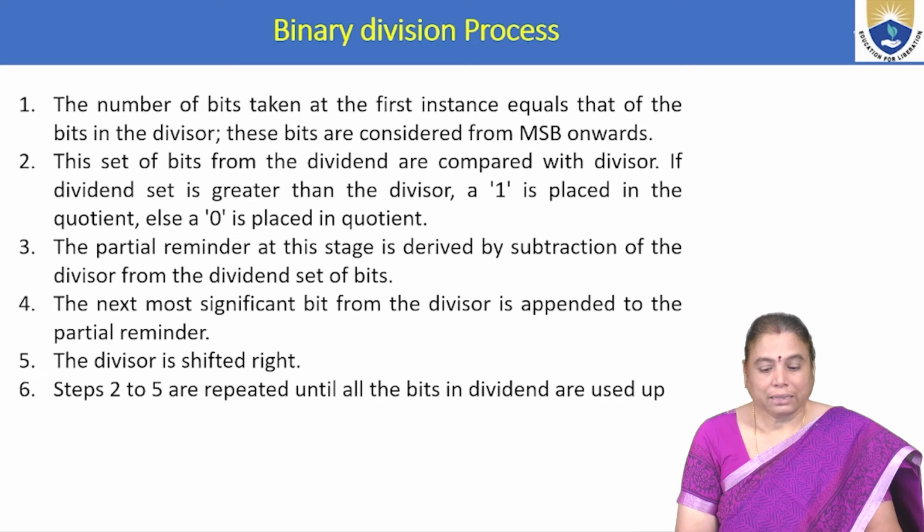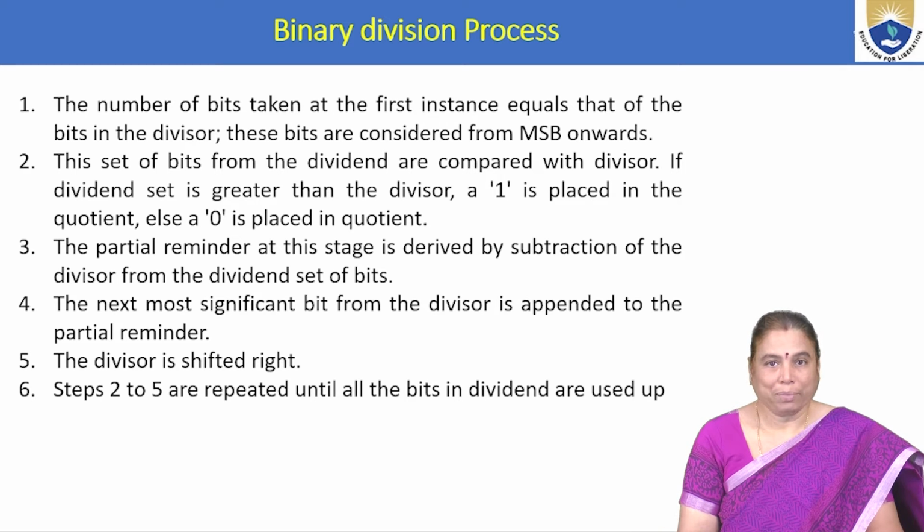If the dividend set is greater than the divisor, a 1 is placed in the quotient, else a 0 is placed in the quotient. The partial remainder at this stage is derived by subtracting the divisor from the dividend set of bits. The next most significant bit from the dividend is appended to the partial remainder. The divisor is shifted right. Steps 2 to 4 are repeated until the bits in the dividend are used up.